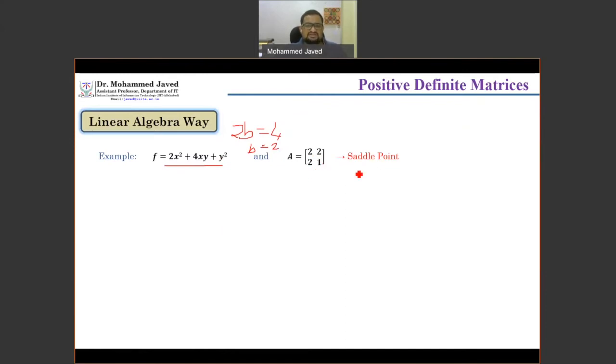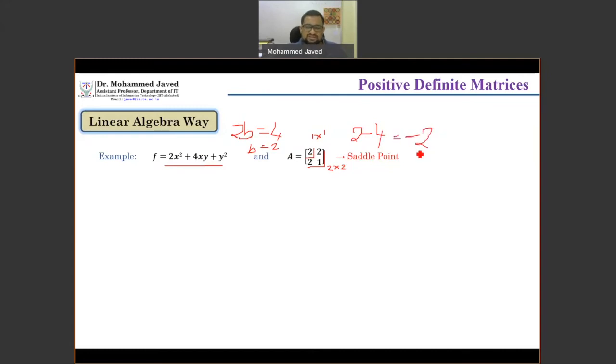So how do I say that this is a saddle point? One way of saying that there is a saddle point is that I try to calculate the determinant. So what is the determinant of the 1 by 1 matrix in this? That is 2. So 2 is a positive number. Similarly, you take the determinant of the 2 by 2 matrix. Now you see that 2 into 1 is 2, minus 2 into 2, 4. So 2 minus 4, the answer is negative.